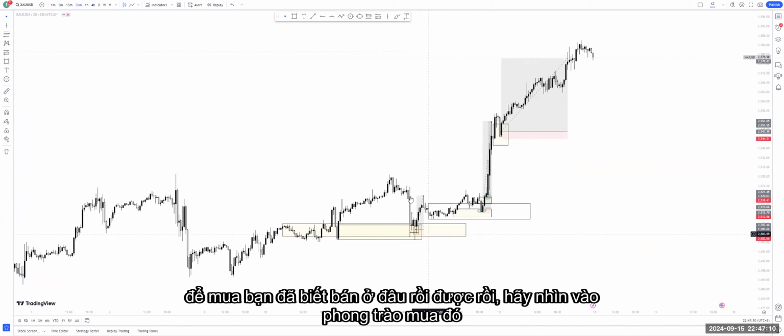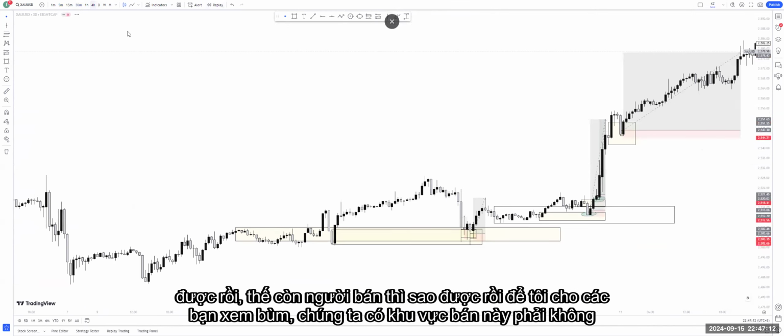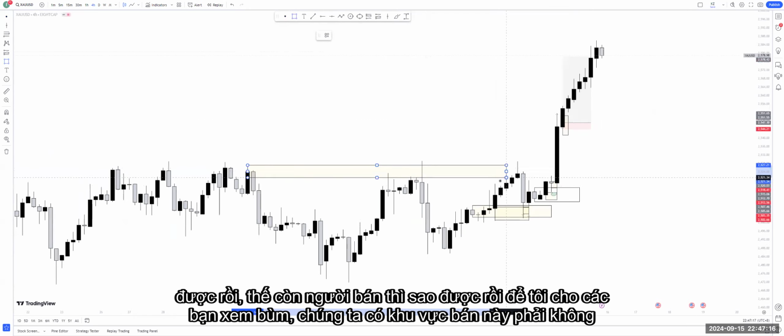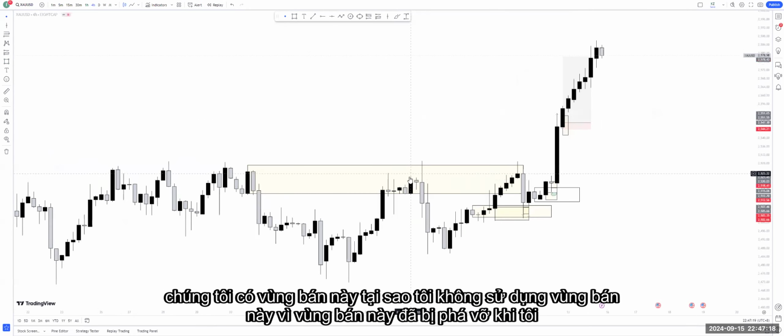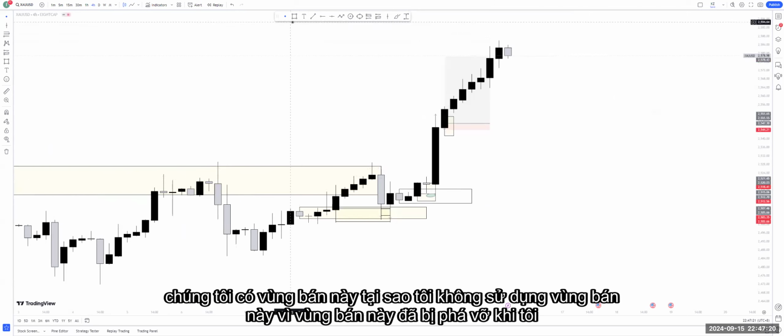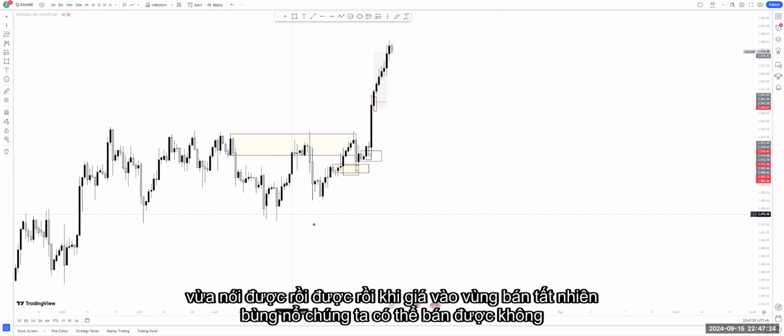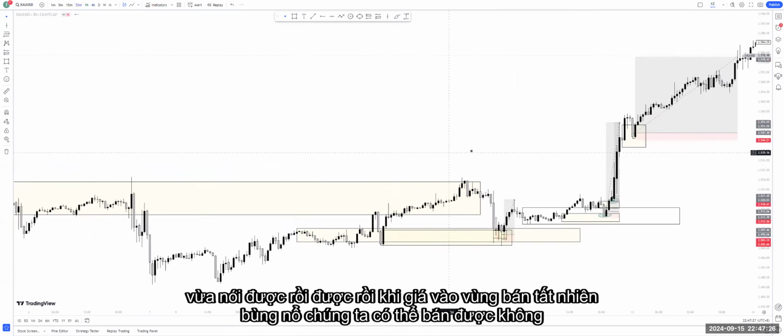Look at that buy movement. How about sell? Let me show you guys. Boom. We have this sell zone. Why don't I use this sell zone? Because this sell zone has been broken, as I said just now. Once the price gets into the sell zone, of course, boom.